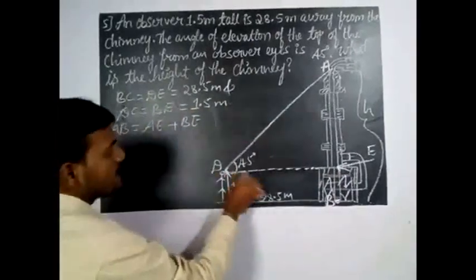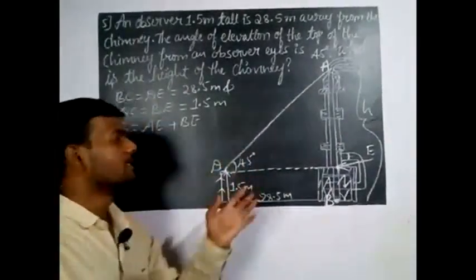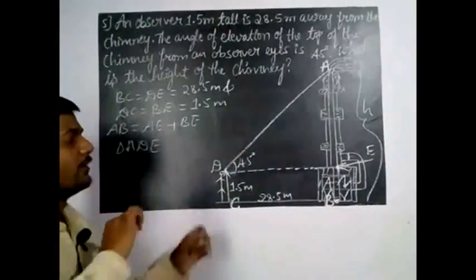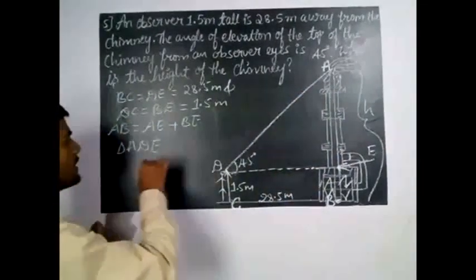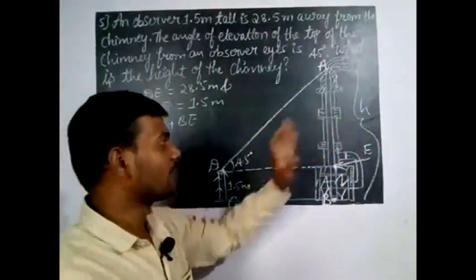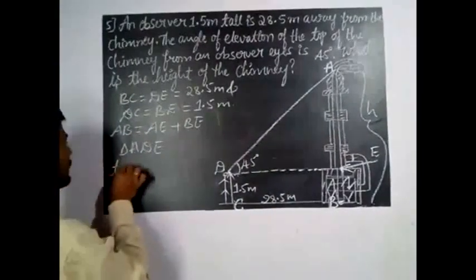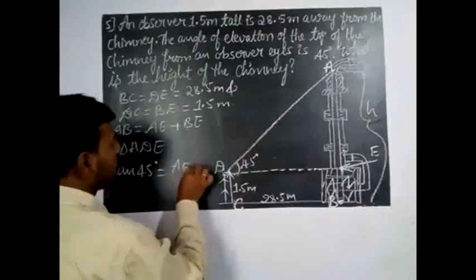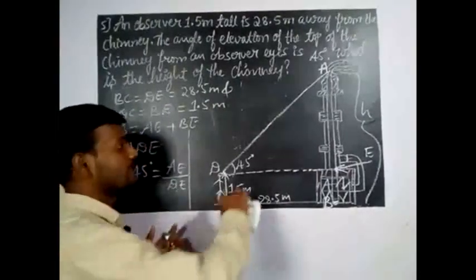So DC is equal to 28.5 meter. Then in triangle ADE, we can find H, that means AE. So let us find it. Which trigonometric ratio can we apply here? To find H, we can apply tan theta or cot theta. So let us apply tan 45 degree is equal to AE by DE. So we need to find the AE.